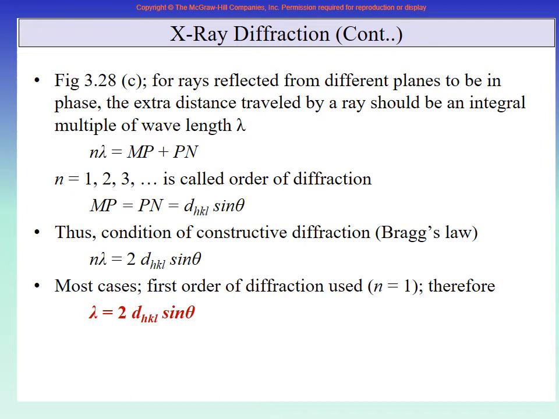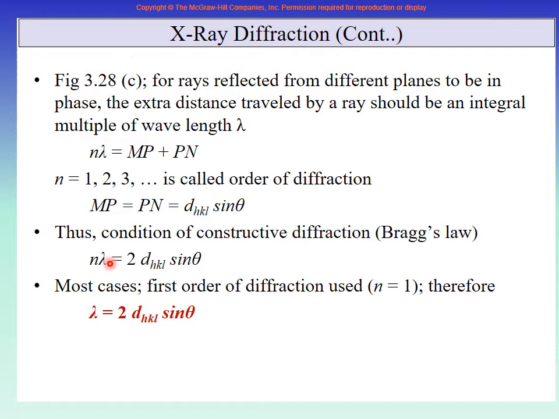We will show you that any lambda is divided into two parts, MP and PN. Based on the angle theta and so on, both MP and PN are equal to the interplanar spacing d_HKL times sine theta. So we want this equation: n times lambda, where n is 1, 2, 3, because it is reflection from the first plane, second plane, third plane. So n could be 1, 2, 3 and 4.